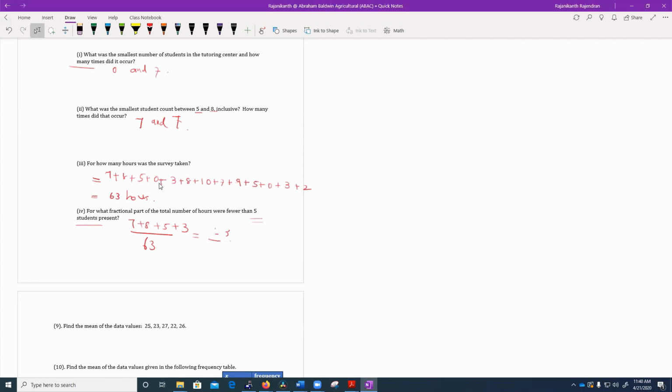Oh, wait, is that 63 or 67? Oh, I think it's 67. Yeah, I remember this problem. 67. Sorry for that. So it's 23 over 67. By looking at the answer, I remember. Okay, so that is 23 over 67. Can we simplify further? We can't, because my numerator is a prime number, so you cannot simplify further.